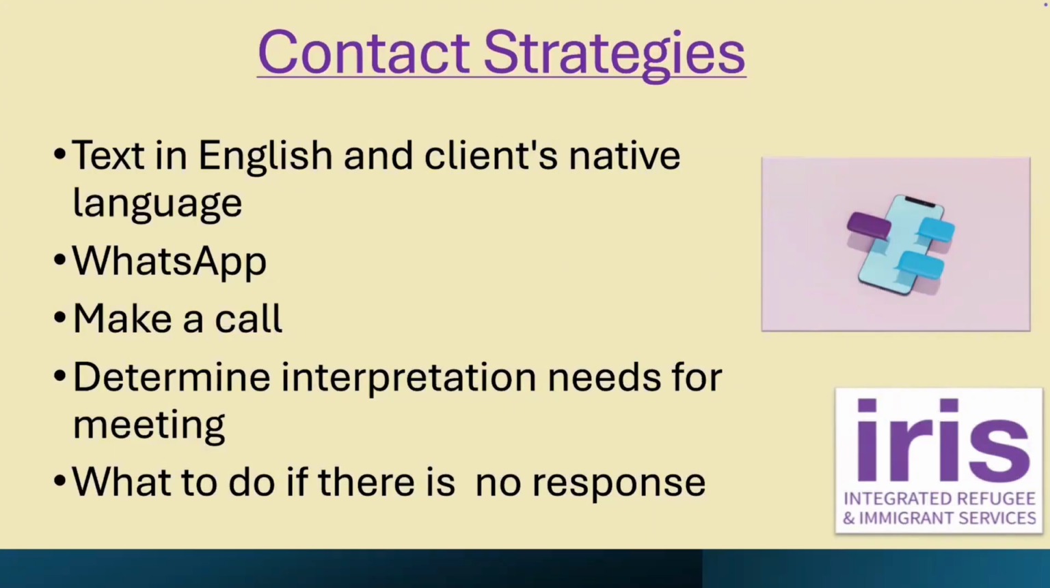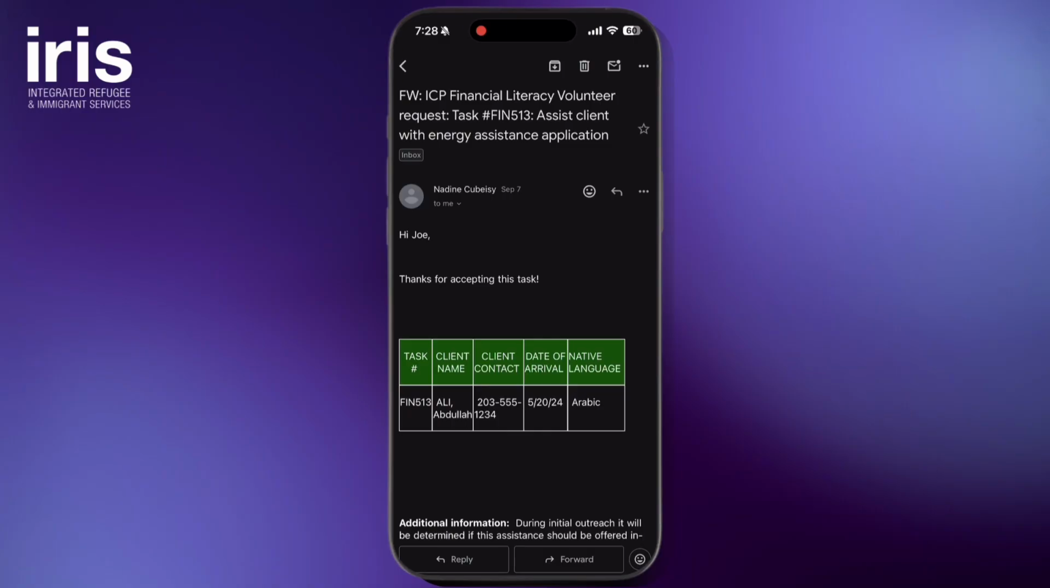So you might be wondering, how do I do this? And what do I say in this first communication? Let's take a look at the information that you'll have available to you once you have accepted a task. So let's say a volunteer accepted a task to help a client apply for energy assistance. For this example, we'll call the volunteer Joe Volunteer.